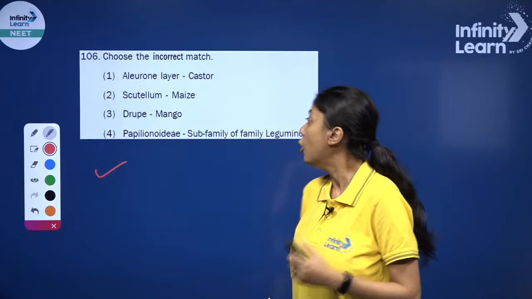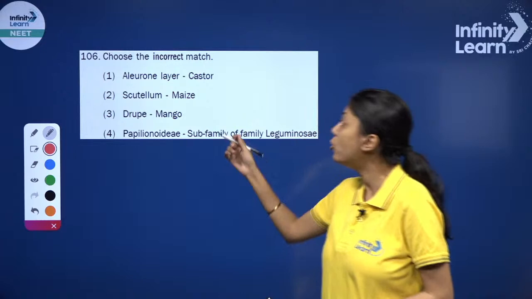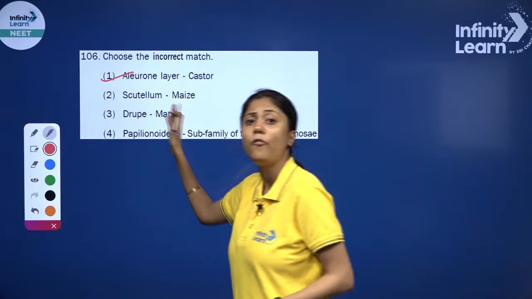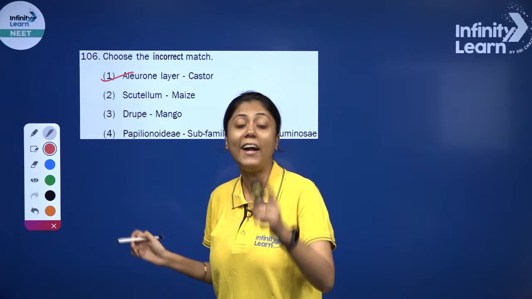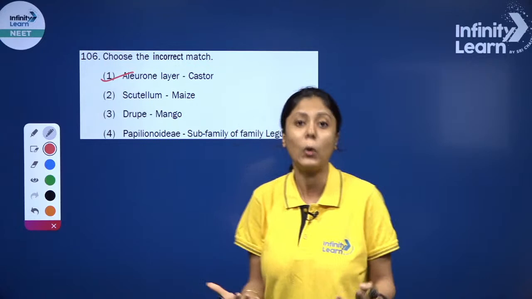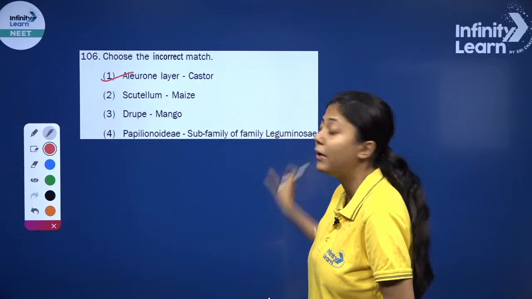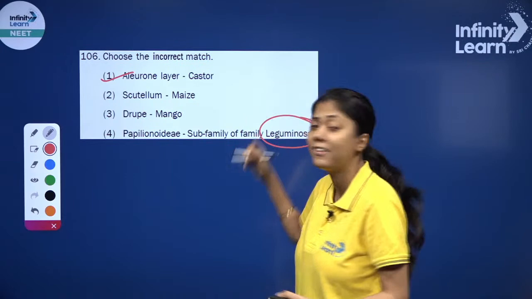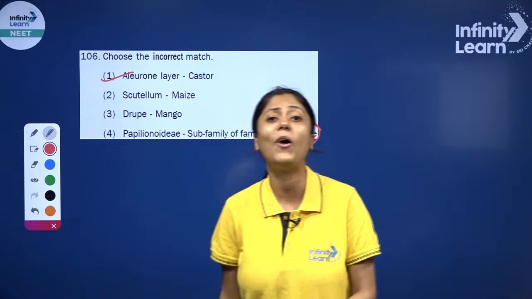Choose the incorrect match. Aleurone layer found in castor. This itself is the incorrect match. Yes, you do find scutellum in maize. And drupe, where do you find it? You find it in mango. You find it in coconut, right? And then what do you have? You have the Papilionoideae, which is a subfamily of the Leguminosae family, right? Do you know what the Leguminosae family is also called? I think all of you know this. The Leguminosae family is also called the Fabaceae family, correct?